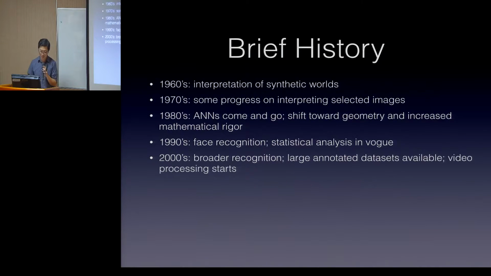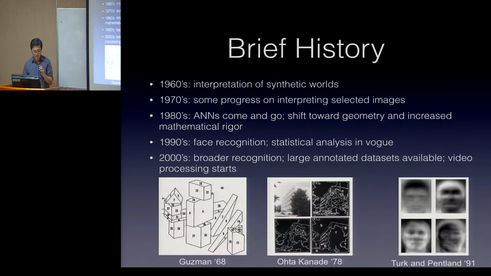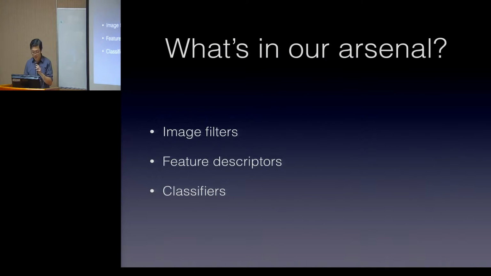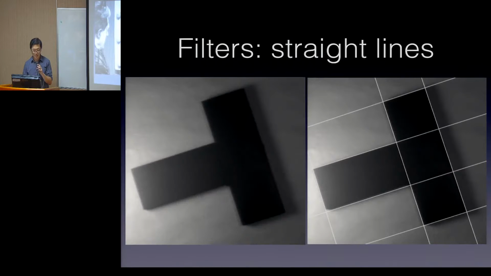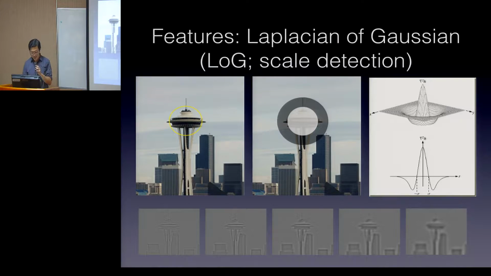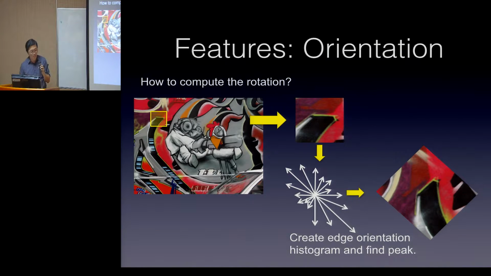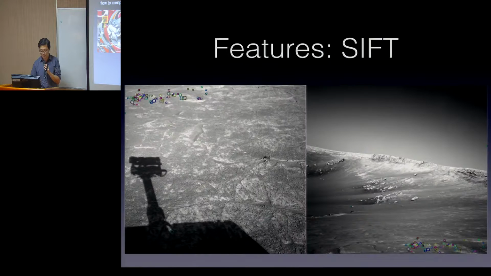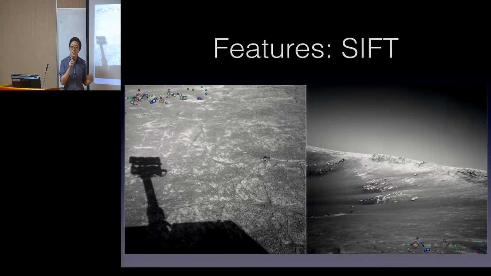So I'll quickly go through all the struggles that we as a community had to go through. Some filters that we handcrafted early on, and finding straight lines and finding features. And so a SIFT feature, it's worth a little bit more attention here. So it's one of the few things that actually worked better in our early days of handcrafting features.